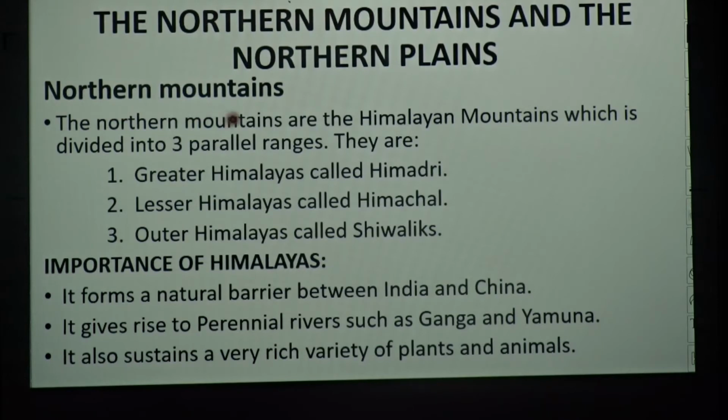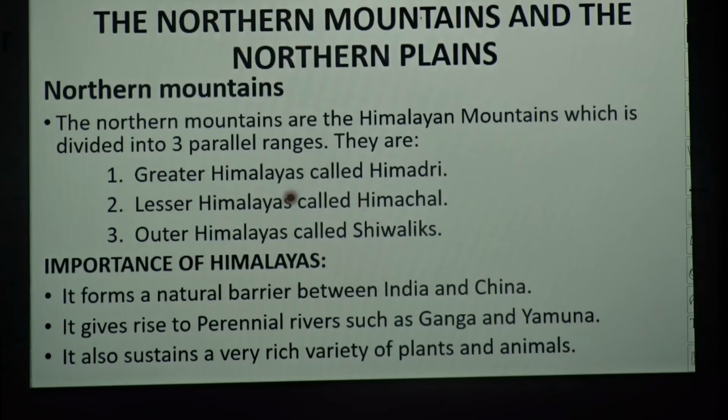I will repeat it again, children. The northern mountains are at the north of India, as you can remember from the map which I showed. The northern mountains are the Himalayan mountains, which are divided into 3 parallel ranges. The first division is the greater Himalayas called Himadri. The next one, the lesser Himalayas, called Himachal, and the outer Himalayas, otherwise known as Shivaliks.